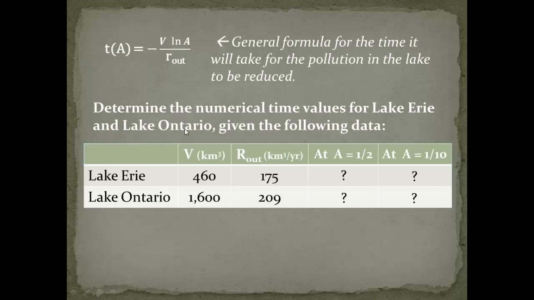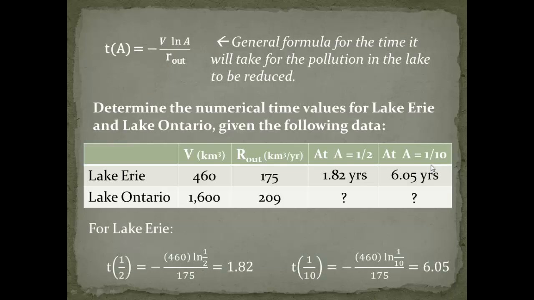given the following data. For Lake Erie, we have a volume of 460 cubic kilometers and a rate of efflux of 175 cubic kilometers per year. For Lake Ontario, we have 1,600 cubic kilometers of volume and a rate of efflux of 209 cubic kilometers per year. We need to find the time it will take when A is equal to 1/2 and A is equal to 1 over 10.